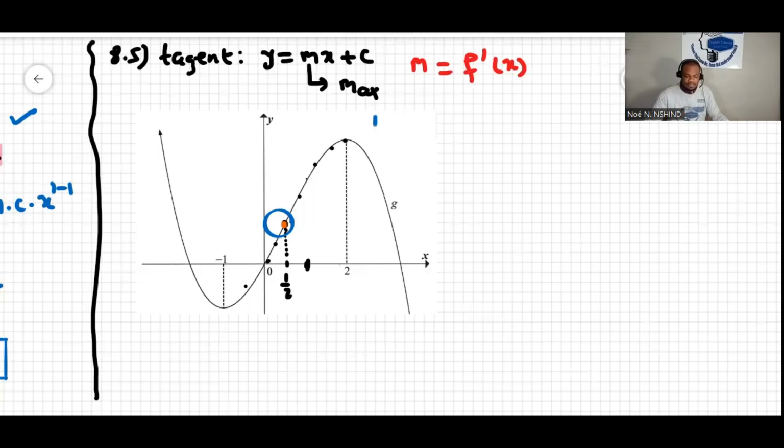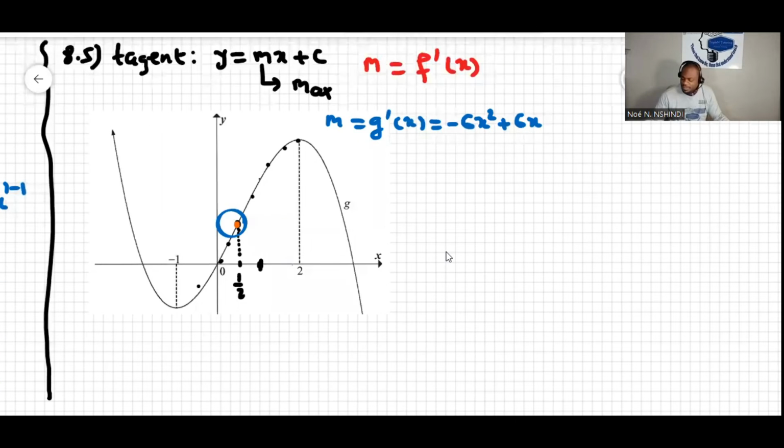M will be equal to g prime of x. It was given. We got it. It was -6x squared plus 6x plus 12 according to the previous question. Okay, so I'm just gonna move here because of space. Okay, plus 12.